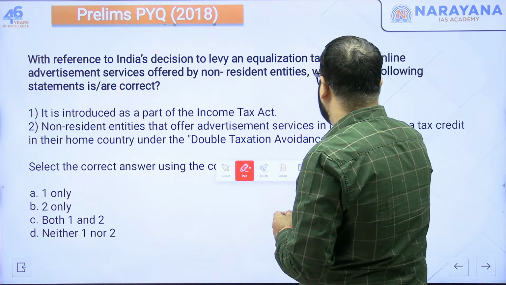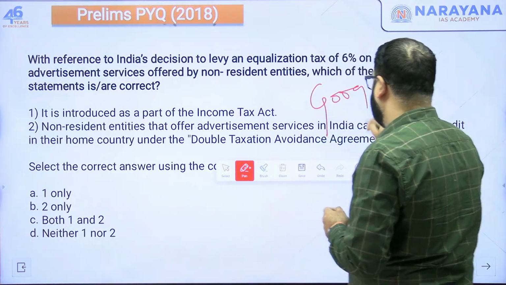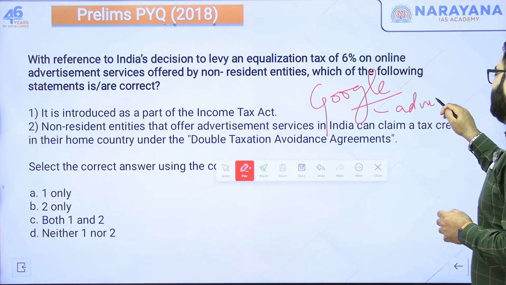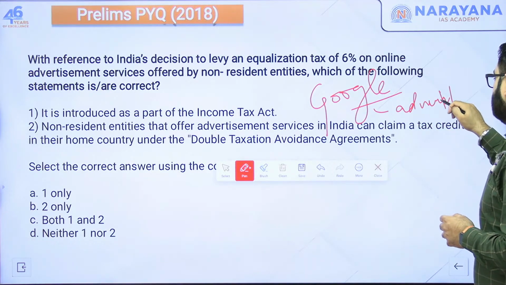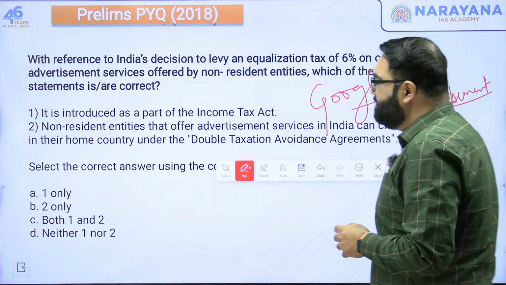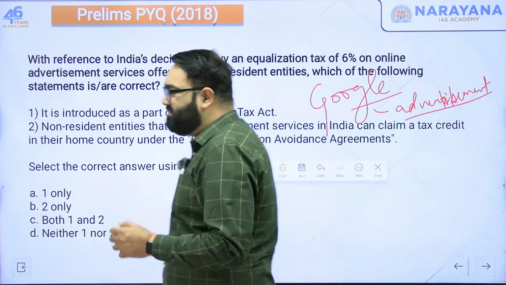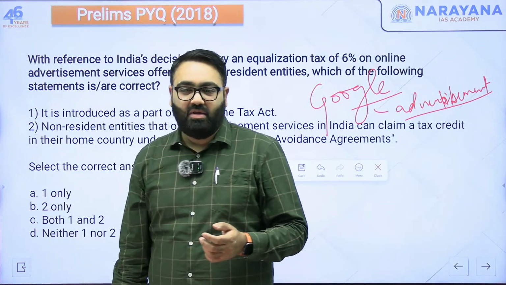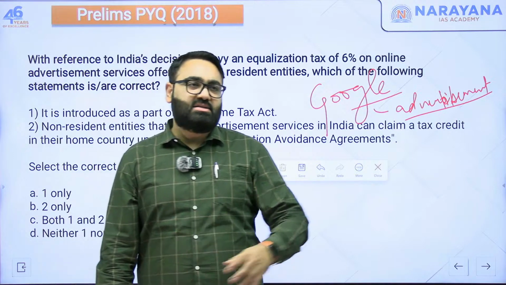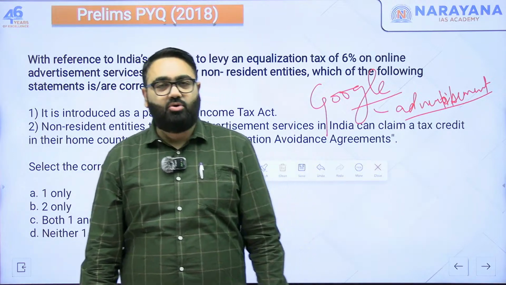Google or Facebook, how do they earn their money? Google earns its money mainly from the ads. So you pay money to Google and they will show your ads on different websites, on the Google search page, etc.